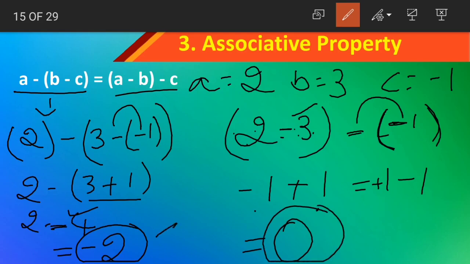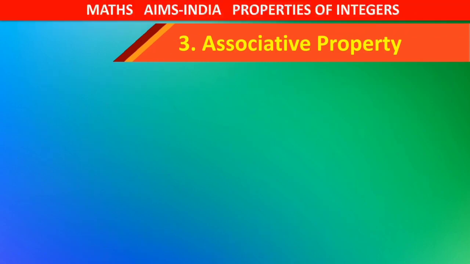Now look at this. LHS answer is minus 2 and RHS answer is 0. So we can say that LHS is not equal to RHS. Subtraction of integers does not follow associative property. Is this clear, class? What are we learning about? We are learning about associative property. We have done addition. Addition of integers satisfies associative property. Subtraction of integers does not follow associative property.